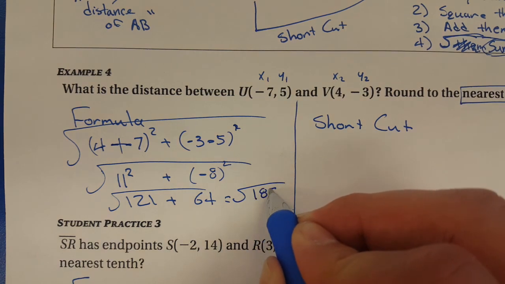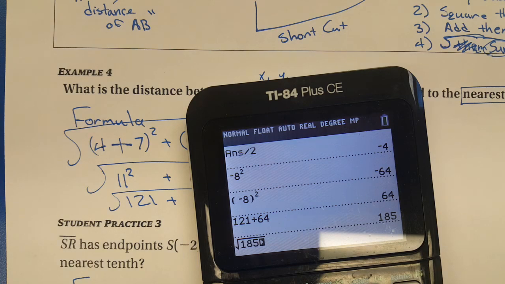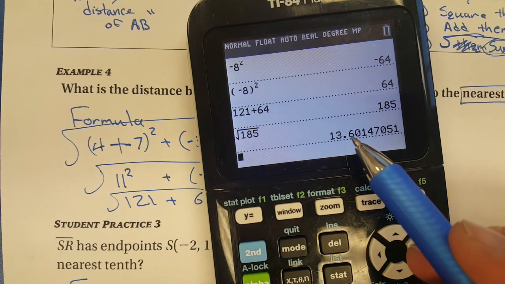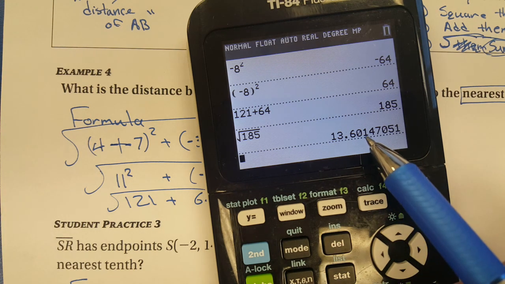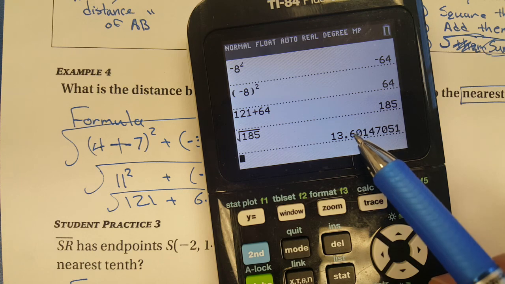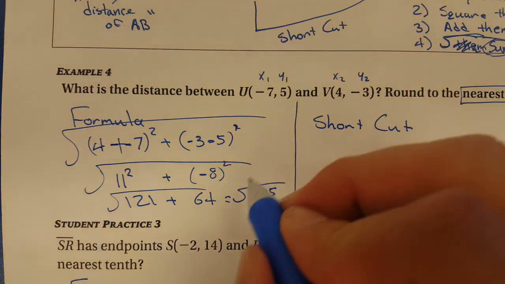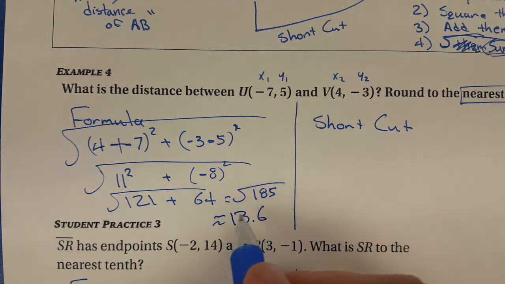I do the square root of 185. Here we go. Square root 185, please. Kaboom. 13.6 and more decimals. So the first decimal is 6. The next digit is a 0, so the 6 stays. Remember, if this next decimal was a 5 or more, you would round up. But since it's a 0, keep it a 6. So it's going to be approximately 13.6.